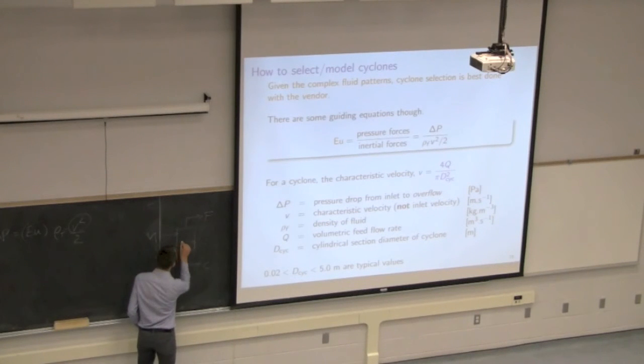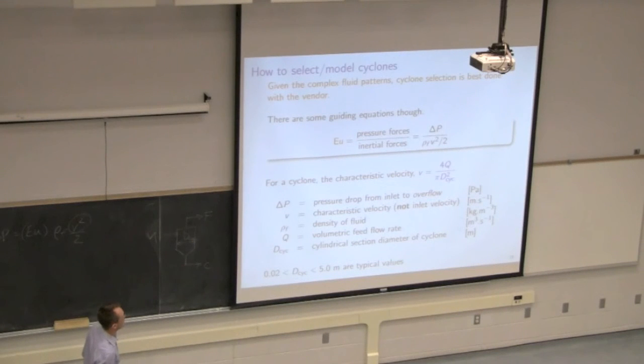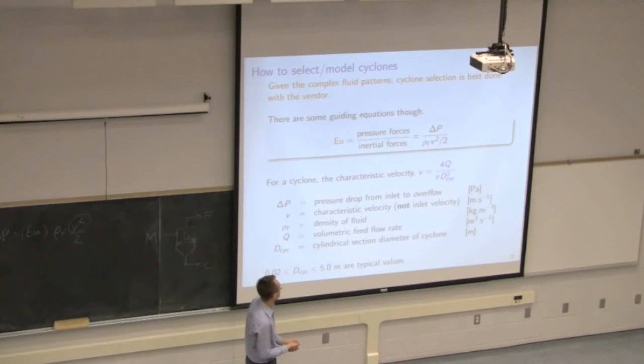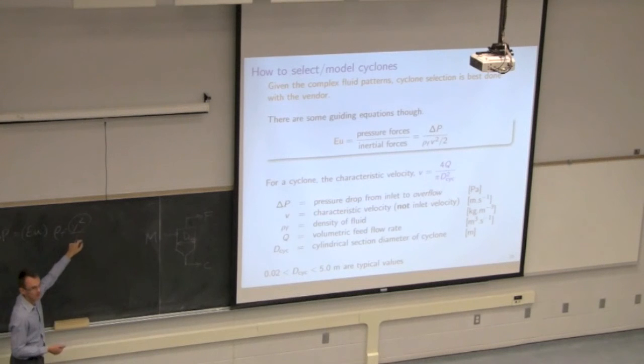So here's my cyclone, the cylindrical portion. Here's a diameter, d cyclone. That's the diameter of the cyclone. And if we use the standard formula for cross-sectional area and volumetric flow rate, we can calculate the velocity that's characteristic of the cyclone, and that's the one shown up over here. So the velocity we should use is 4 times the volumetric feed flow rate divided by pi times the cyclone internal cylindrical diameter squared. That's the velocity we use up here in the Euler equation. So, easy to calculate the Euler number.